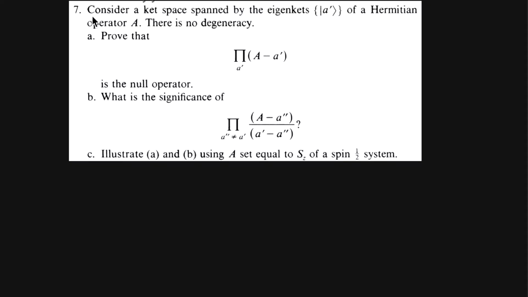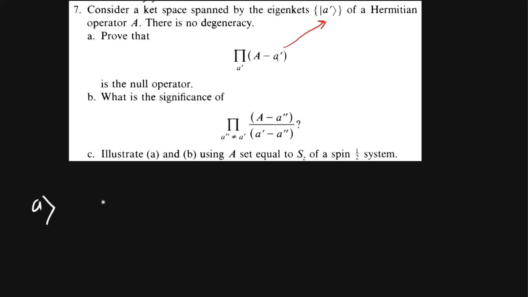Question 7. The statement of question 7 is as follows. Consider a ket space spanned by the eigenkets |a'> of a Hermitian operator A, and there is no degeneracy. Then we are asked to prove that the product over a' of (A - a') is a null operator, where a' is the eigenvalue corresponding to the eigenket |a'>. Now let us prove the first part of question 7.